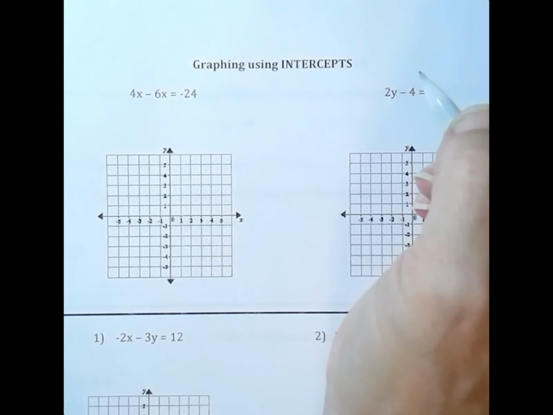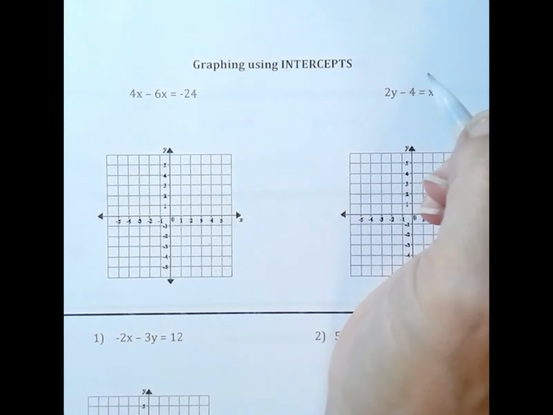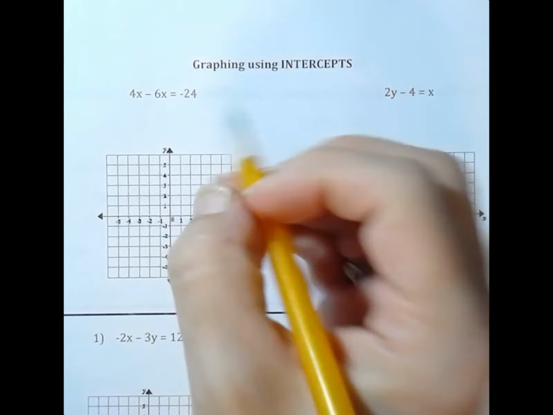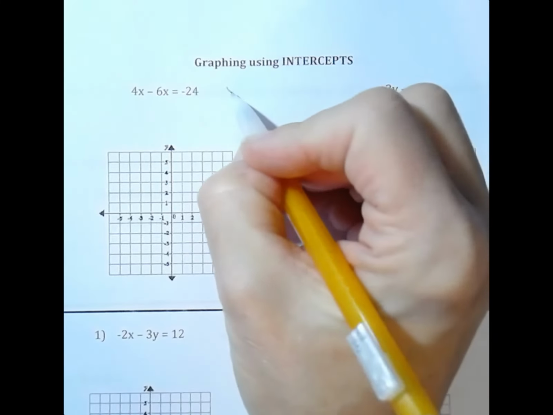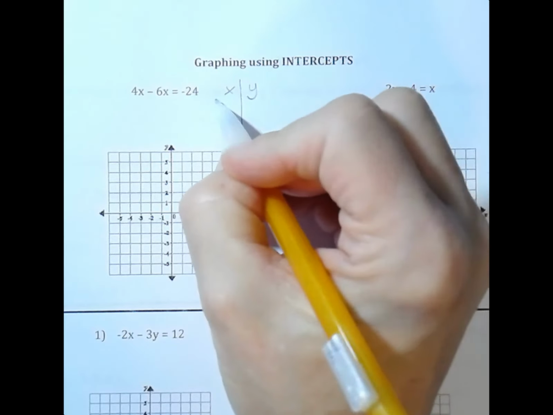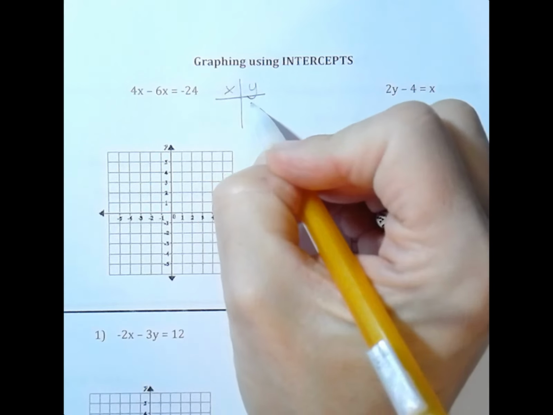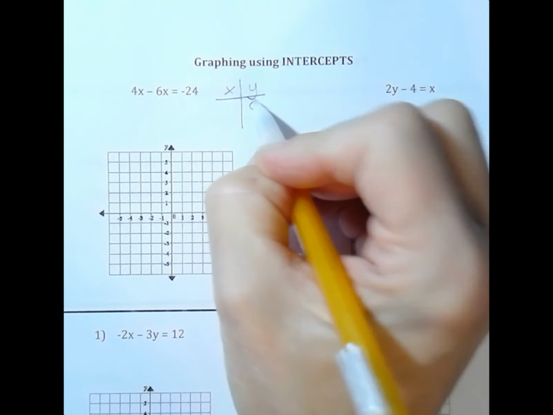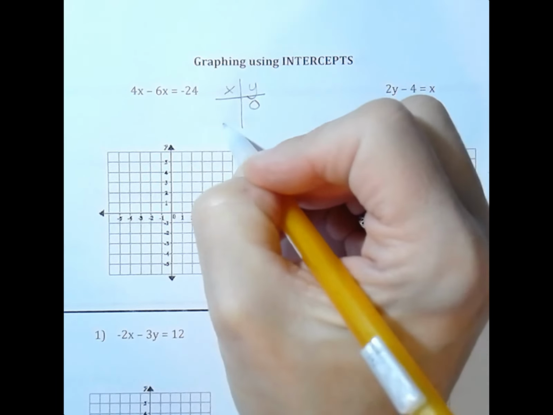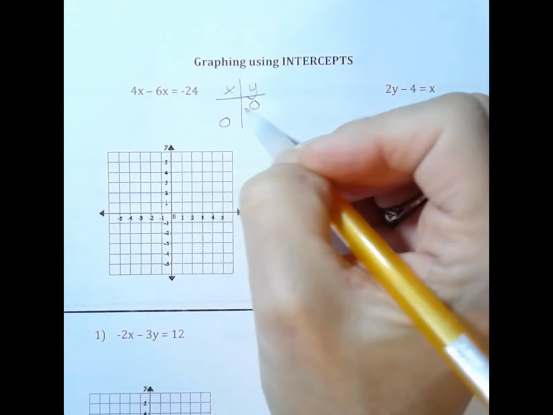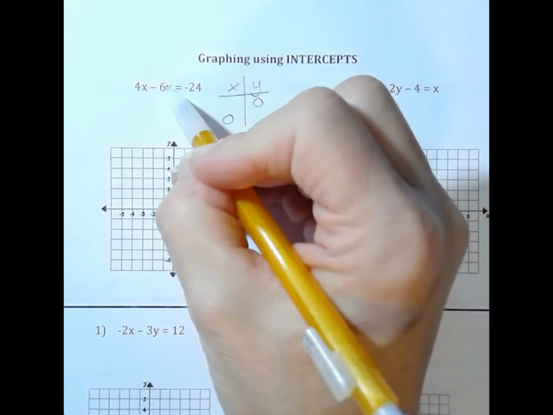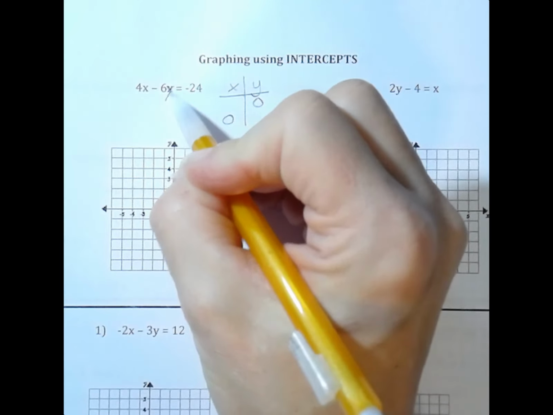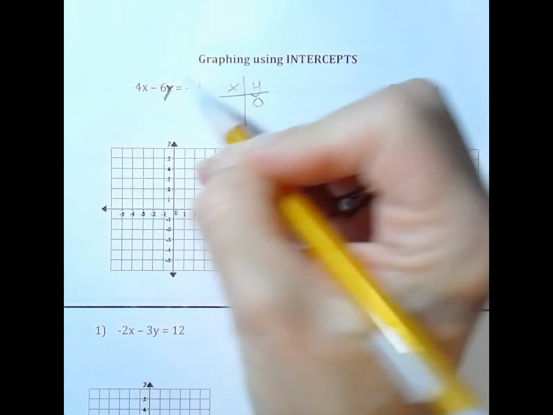Okay, let's review graphing using intercepts. Our first equation, 4x minus 6y equals negative 24. Remember, when we graph intercepts, our x-intercept is the point where y equals 0, and our y-intercept is the point where x equals 0. So what we can do is put a 0 in for y. I think this is supposed to be a y. Let's change that to a y.